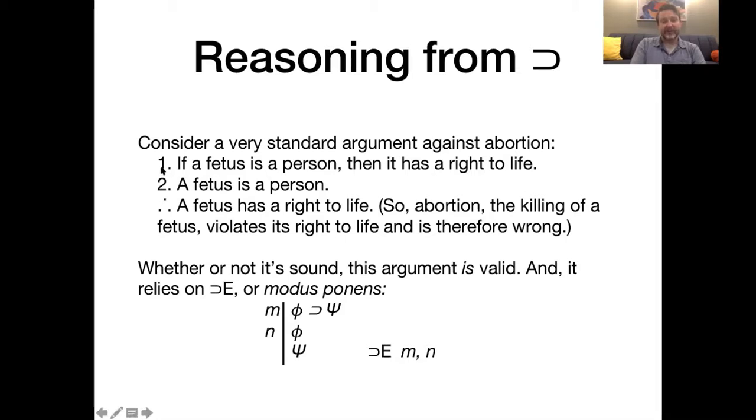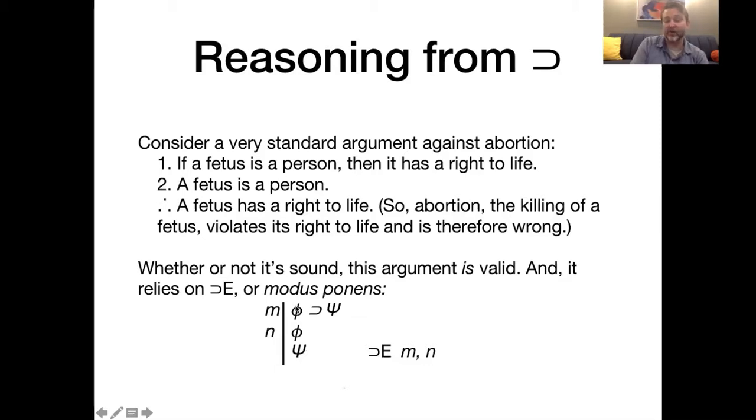Well, clearly here at step 1, we are presented with something of the form, if phi, then psi. And then at step 2, or premise 2, we're presented with something of the form phi. And now we know, if it's true that if a fetus is a person, then it has a right to life, and it's true that a fetus is a person, we are able to derive psi from that. And so the rule that we're able to derive that with is the rule we're introducing now, conditional elimination.